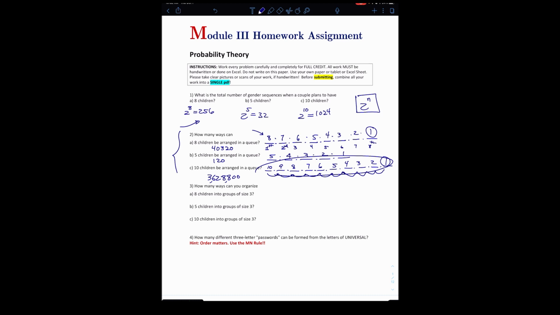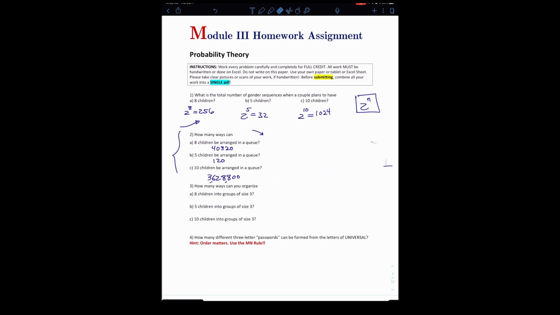And therefore, instead of all this work here, we could just erase this and say, okay, if somebody asks how many ways can you arrange 8 children, that'll be just 8 factorial. How many ways can you arrange 5 children in a queue? 5 factorial. How many ways can you arrange 10 children in a queue? 10 factorial. It's just a faster way of getting to the answer using a mathematical function, which is the factorial. Now, by definition, n factorial means n times n minus 1 times n minus 2, and so on. Basically, 4 factorial means 4 times 3 times 2 times 1.